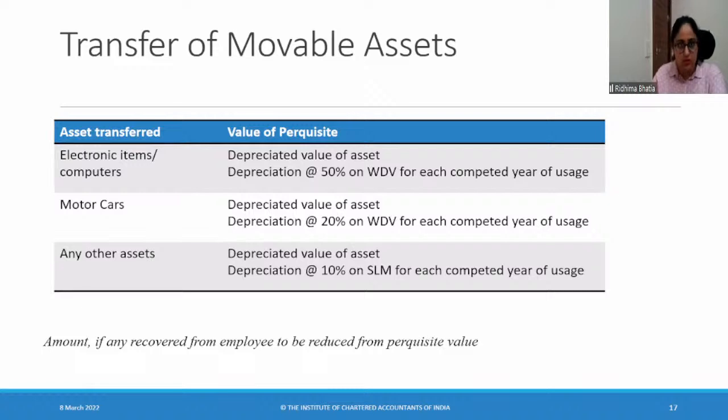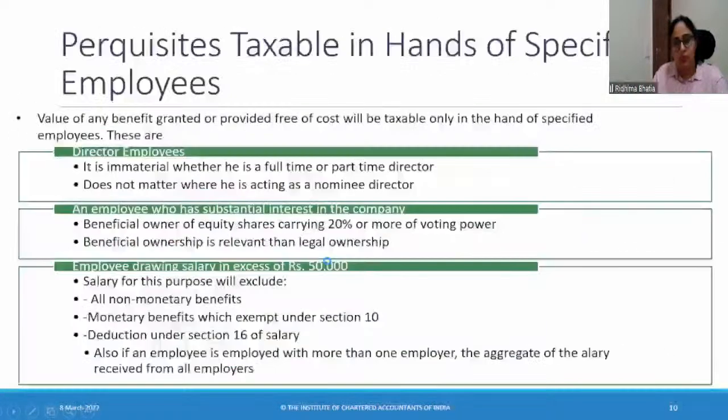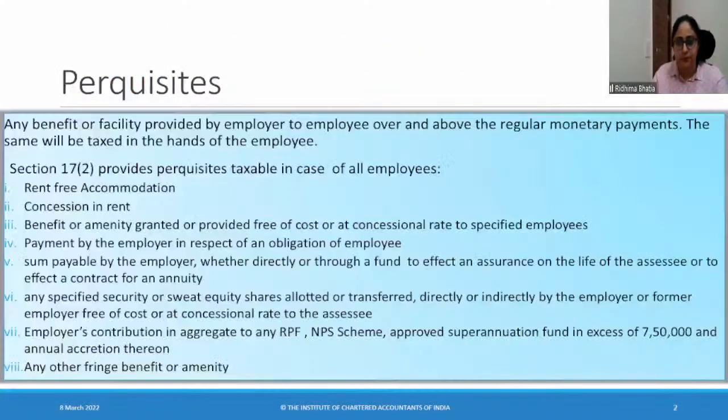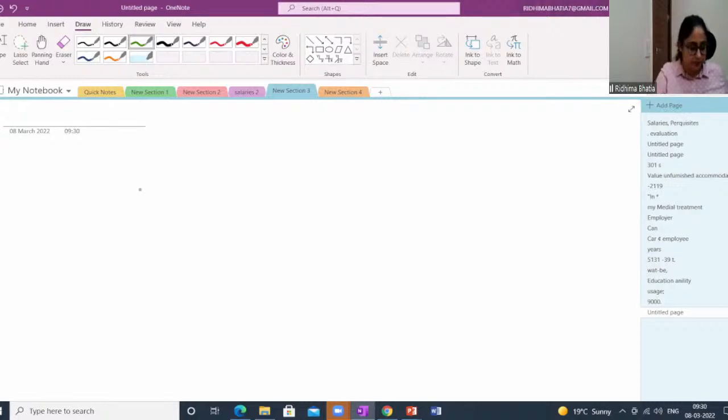So before we move to deductions, this brings me to one particular perquisite which we discussed at the beginning of the class: employer's contribution in aggregate to any RPF, NPS scheme, approved superannuation fund in excess of 7,50,000 and annual accretion thereon. Now, this is an amendment, and this is very, very important. So now I want everyone's attention on the screen.